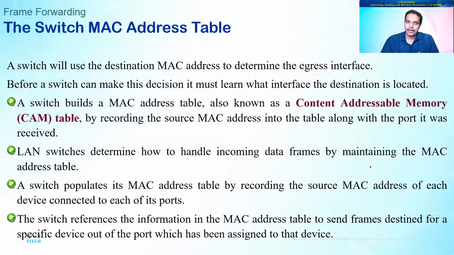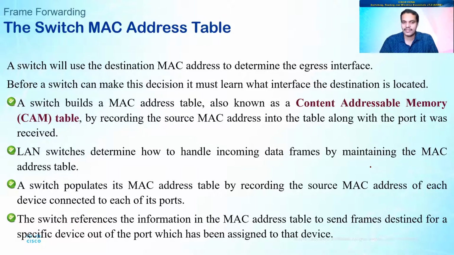So LAN switches determine how to handle incoming data frames by maintaining the MAC address table. How are the entries in this MAC address table populated? It creates these entries by simply recording the source MAC address of each device connected to each of its ports. So it doesn't matter if it is a 6 port or 24 port or 48 port switch. When these ports are connected to devices and frames are entering the switch from these devices, the switch maintains the table by noting down the source addresses. Once the MAC address table is built, the switch can easily make a decision about which port to send out the frame on for reaching the appropriate destination.